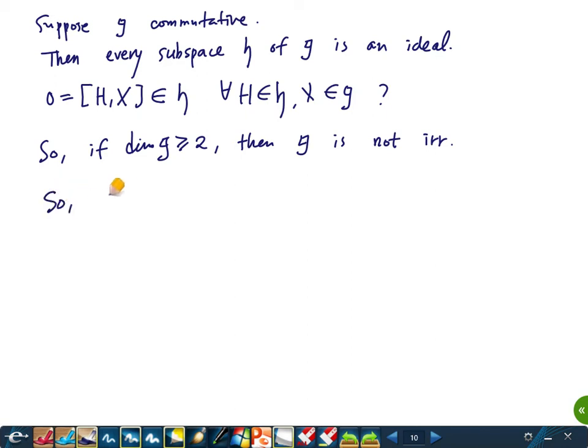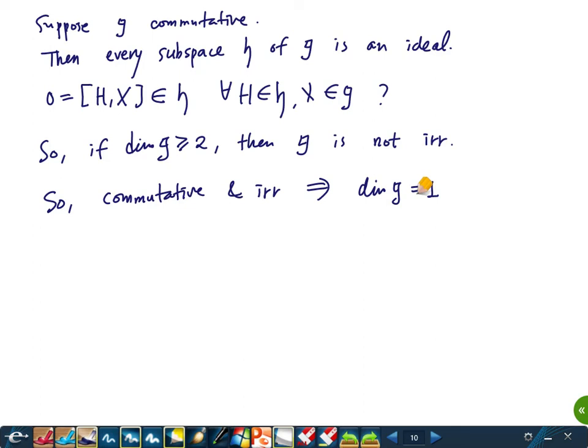So commutative and irreducible means what? Suppose that G is commutative and at the same time irreducible, then what can you say about G? The dimension must be 1. Because if the dimension is greater than or equal to 2, it cannot be irreducible.